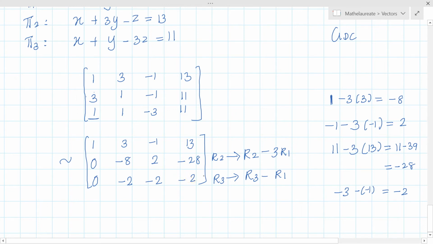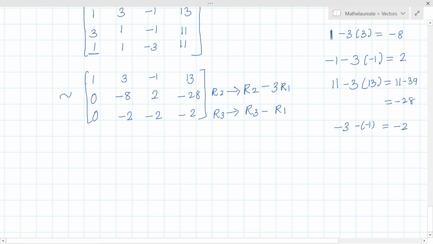All right. So our aim is to make these three terms 0. In our first attempt, we made these two terms become 0, right? Next, we have to make the second term in the third row 0.